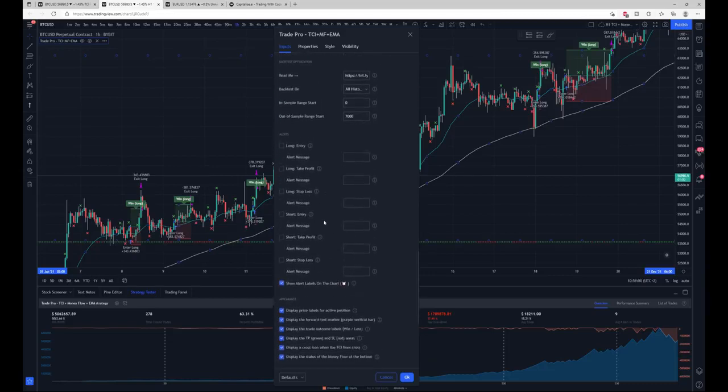Now, if we go down here, you can see the alerts. So you can set up different alerts. If you want to manually trade this, you can just set alerts to pop up on your phone, to just be aware of certain opportunities in the market that perhaps it might be a good time to enter a trade. Or you can use TradingView webhook integration as well. If you want to automate this through Capitalize.ai, you can set that up as well.